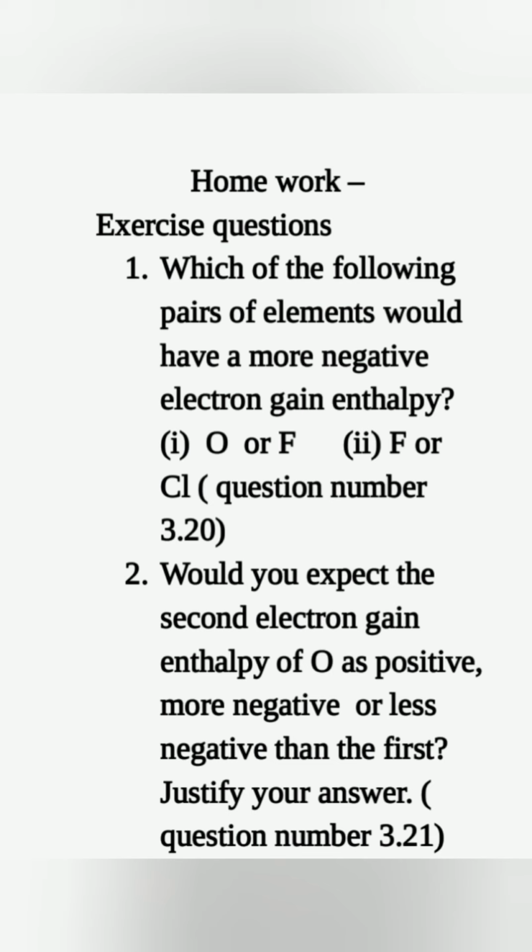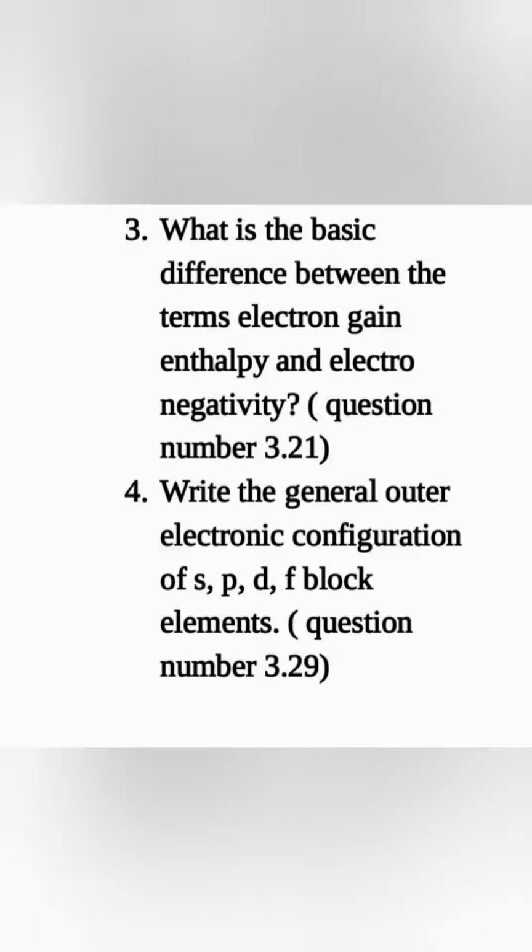Write the general outer electron configuration of s, p, d and f block elements. That is question number 3.9. We have learned that in the last video class. So find out the answers for all these questions and study. Once again, the third question is the basic difference between electron gain enthalpy and electronegativity. Instead of electronegativity, consider ionization enthalpy: one is the energy that we provide to the system to remove the electron, the other is the system releasing energy. The last one, write the general electron configuration. You have to do it by yourself.